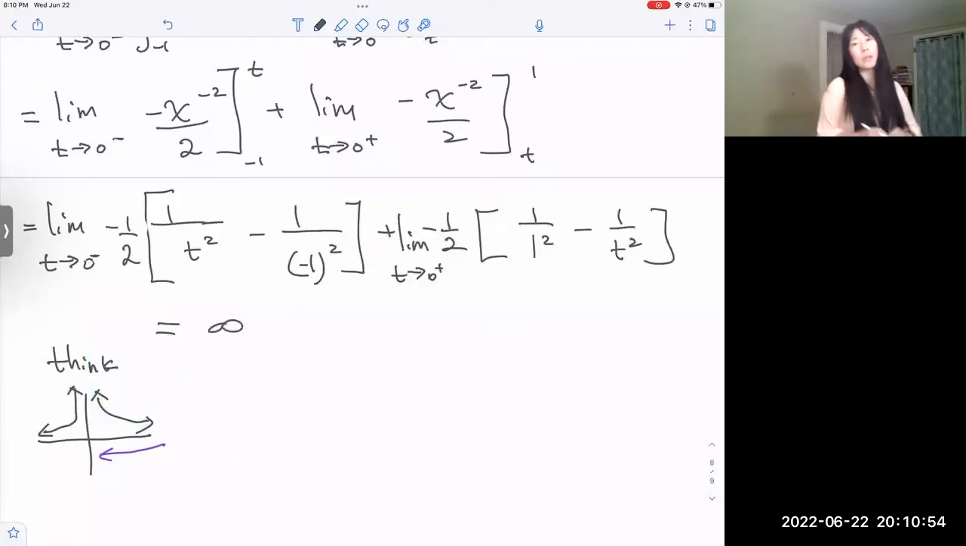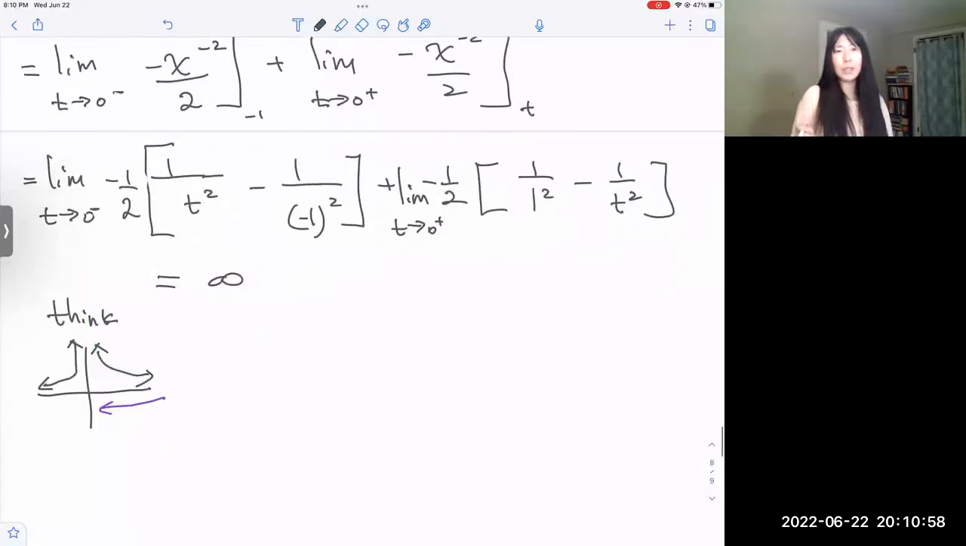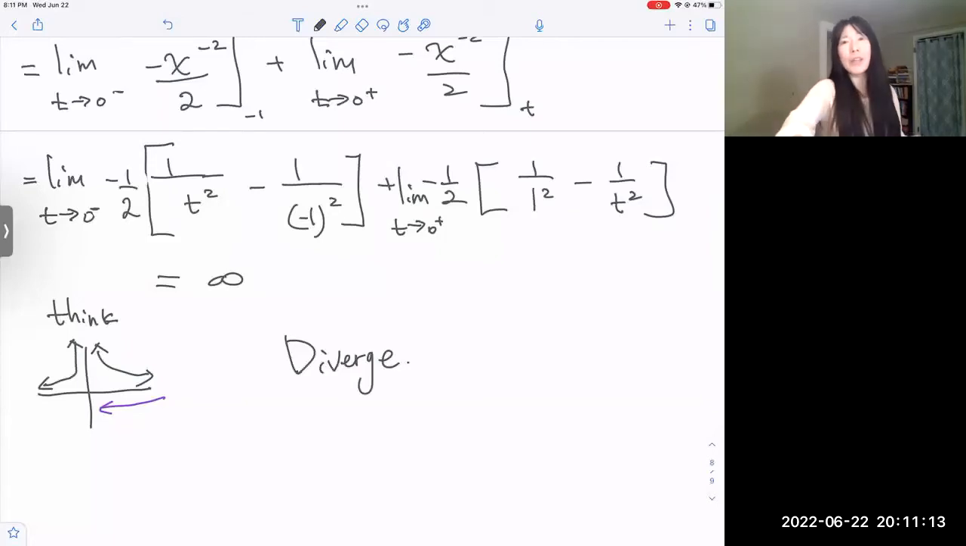Okay. Yeah, so we can say, converging or diverging? Diverging. Divergent because we have an infinity. Excellent. All right. Thank you for coming today.